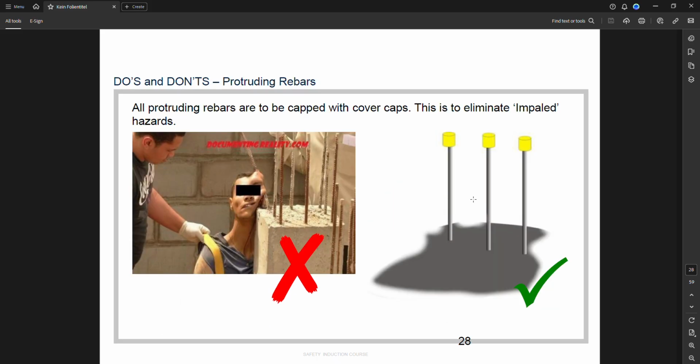All protruding rebar is to be capped. This is to ensure your safety. Your face, you see this one? Yeah, very dangerous.